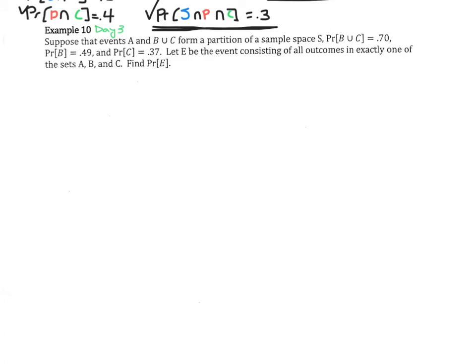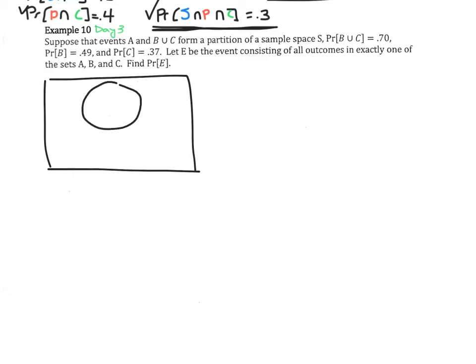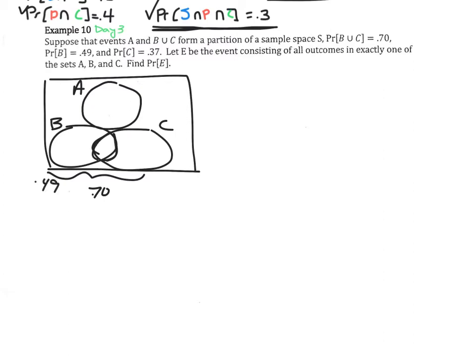Suppose that events A and B or C form a partition. That is to say that they don't share anything, similar to the problem before, only this time A and B or C form the partition, so there's nothing shared between there. Okay, and it says that B or C is 70 altogether. Okay, that's too much. I need a more specific region like this here in the middle. B is 49 on its own. C is 37 on its own.